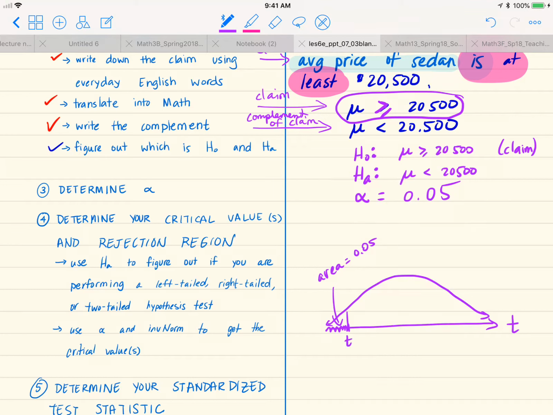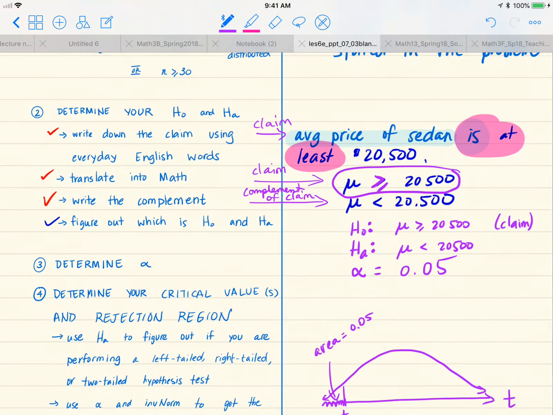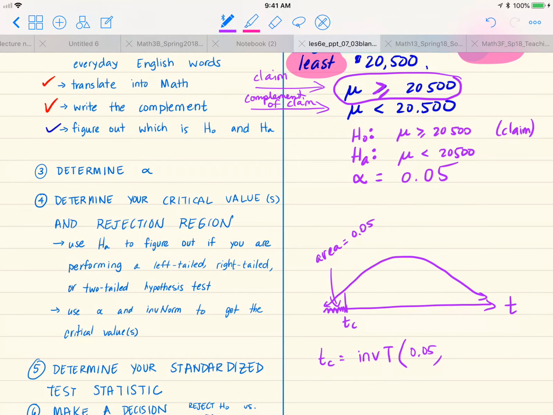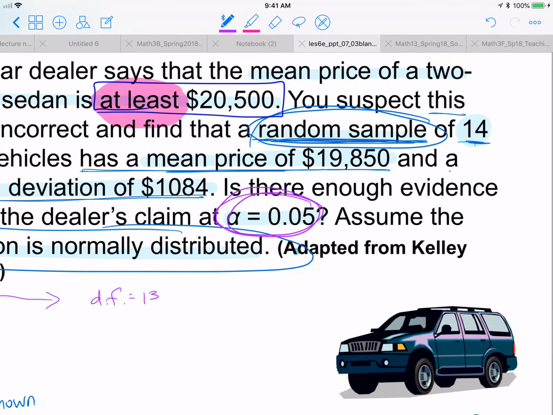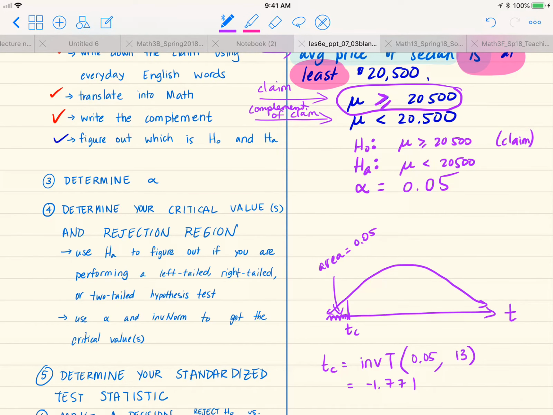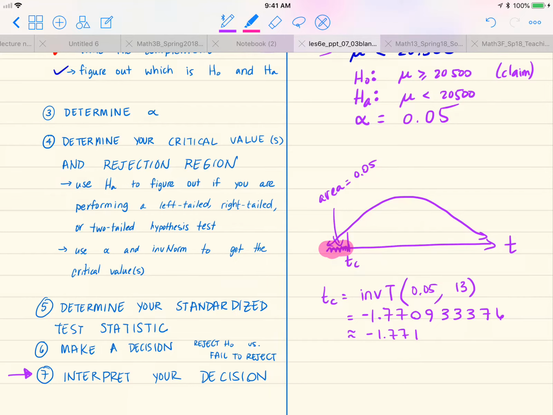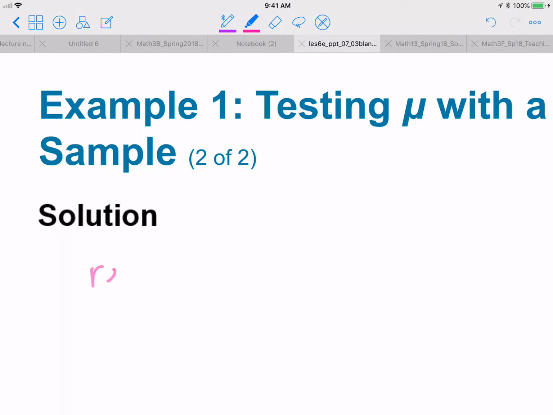So TC is going to be inverse T. My cumulative area is 0.05. How many degrees of freedom do I have? It needs to be n minus 1. Do you remember what n is? So my degrees of freedom is 13. I should get, rounded off, negative 1.771. To be more precise, negative 1.76..., and then we round that off to 1.771.